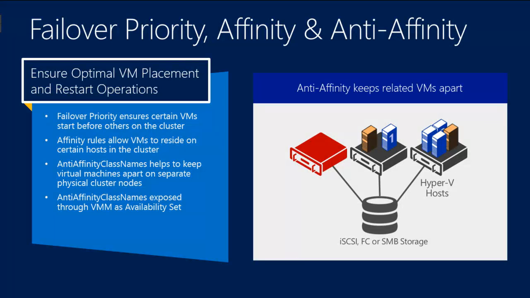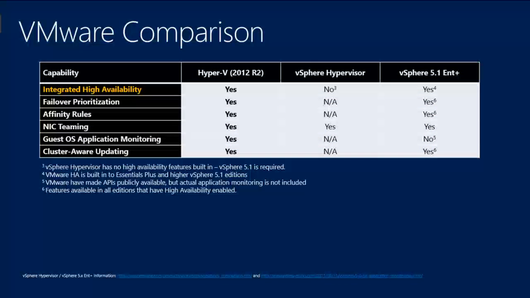So creating what's known as an availability set automatically keeps virtual machines apart that you want to keep apart. Imagine you had a web farm, for instance. You would never want that whole web farm to be on one physical host. You'd always want to keep them apart for best practice. So both Hyper-V and vSphere have strong HA capabilities built in the box.